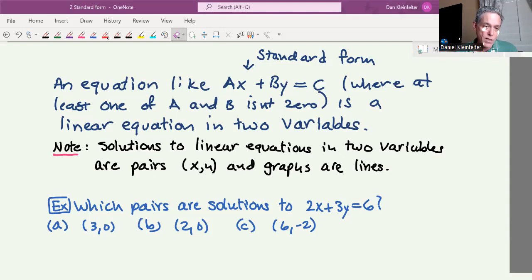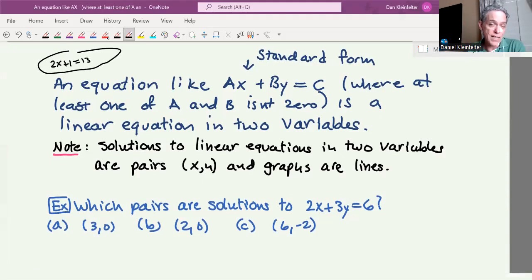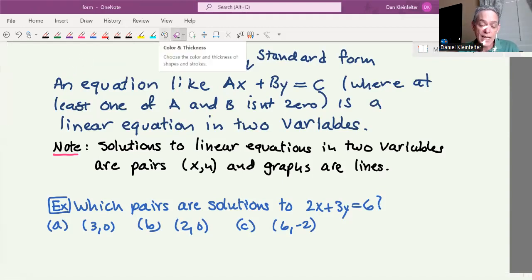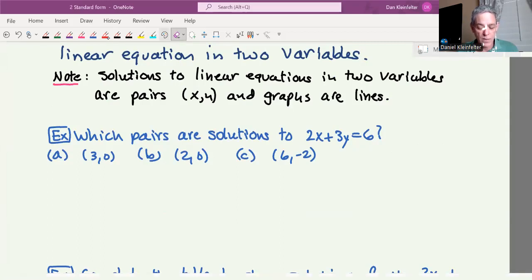Solutions to linear equations in two variables are pairs, x, y, and the graphs of them are going to be lines. Up until now, when we have an equation like 2x plus 1 equals 13, there the solution is a single number. In this section and going forward, our solutions are going to be pairs of numbers. We need a value for x and a value for y.